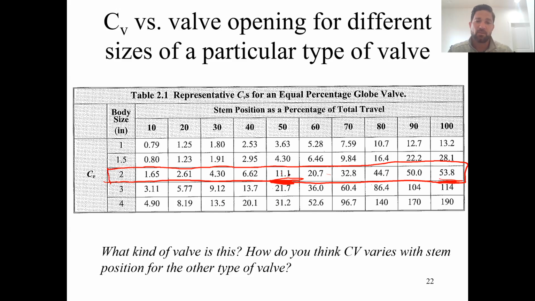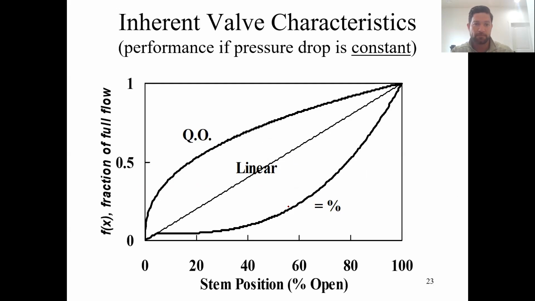That means the CV is changing at a much lower rate for small percent opens than it is for larger ones. This is important because of how the flow characteristics and the pressure change with the system. So those are the two types of valves. For control valves, we're going to use globe valves, and they're either going to be linear or equal percentage. The decision to pick between these two is going to be based on some criteria that we'll discuss in just a second.